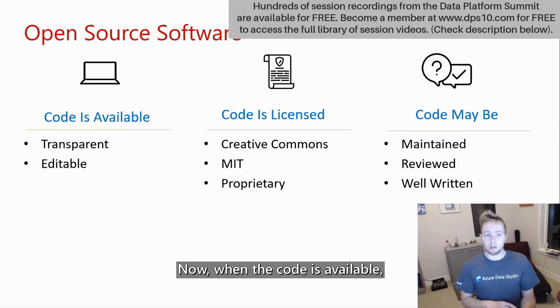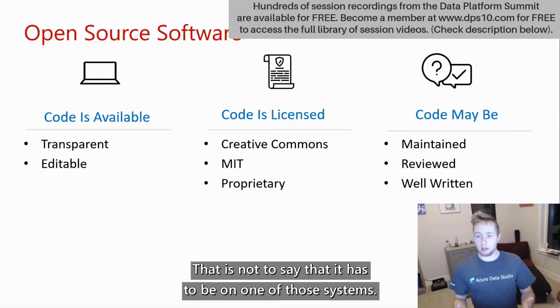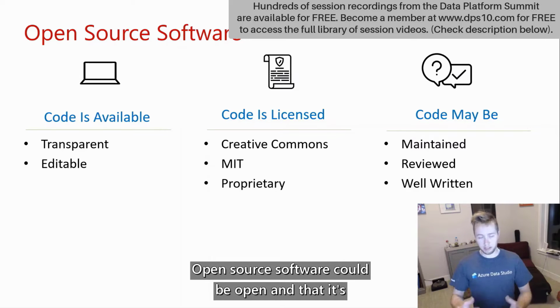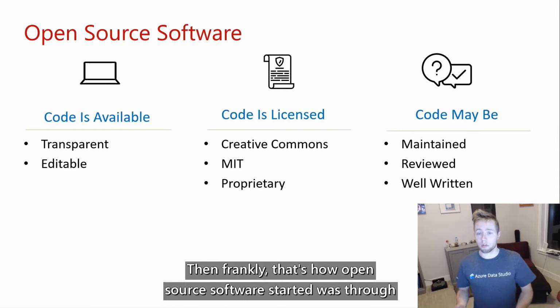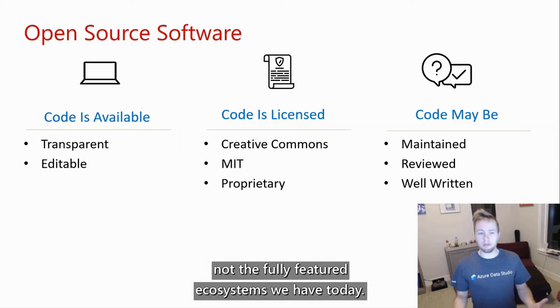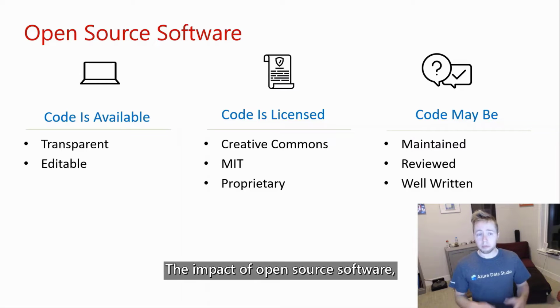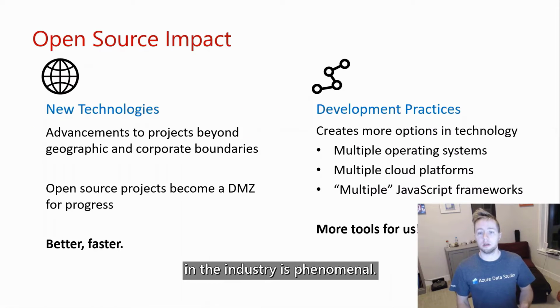Now, when the code is available, it's oftentimes available on a source control system, GitHub, GitLab. That is not to say that it has to be on one of those systems. Open source software could be open in that it's zipped up and available on an FTP site, and frankly that's how open source software started, was through mailing lists and code repositories like that, not the fully featured ecosystems we have today. The impact of open source software, the long-standing changes that it has influenced in the industry, is phenomenal.